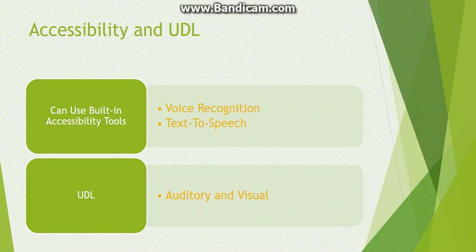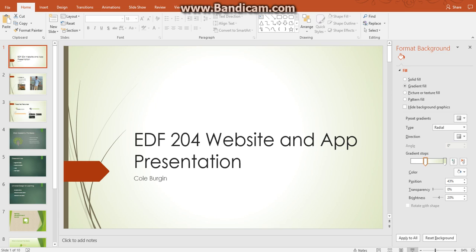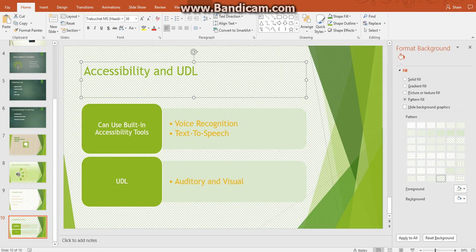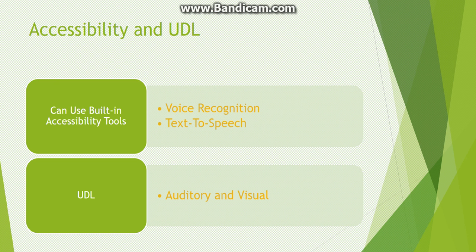But as far as accessibility and UDL goes, Evernote is just as useful a platform as Khan. It can make use of the built-in accessibility tools that come with Windows, Android, iOS and Mac, such as voice recognition and text-to-speech, which is very helpful for students with disabilities. For universal design of learning, it can also help facilitate learning for auditory and visual learners.